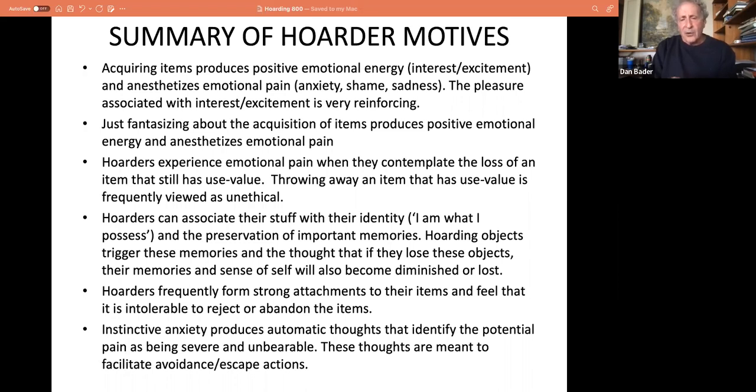Hoarders frequently form strong attachment to their items and feel that it is intolerable to reject or abandon the items. Instinctive anxiety produces automatic thoughts that identify the potential pain as being severe and unbearable. These thoughts are meant to facilitate avoidance and escape actions.